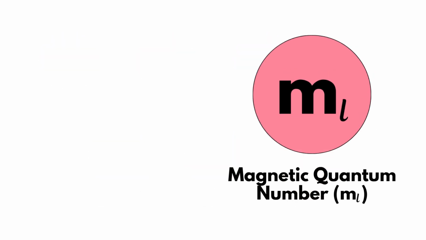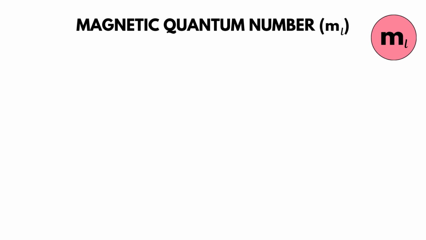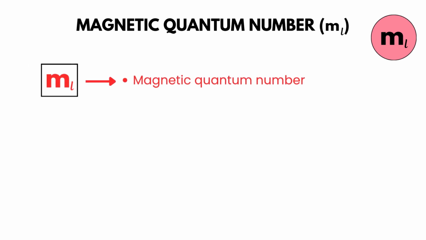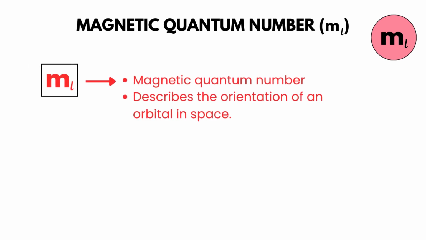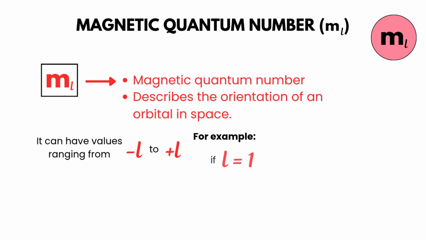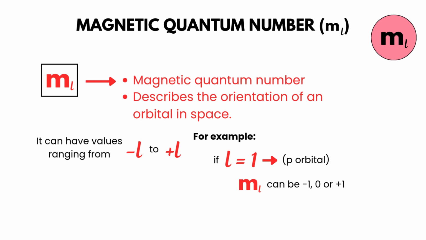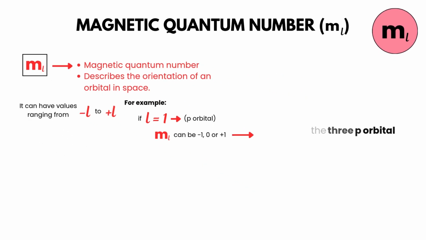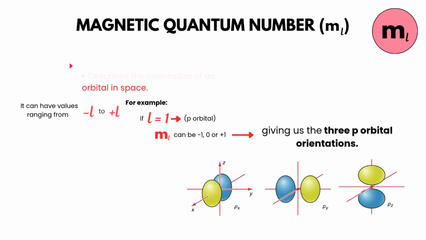Magnetic quantum number, m sub L. The third quantum number is m sub L, the magnetic quantum number, which describes the orientation of an orbital in space. It can have values ranging from negative L to positive L. For example, if L equals 1 for p orbitals, then m sub L can be negative 1, 0, or positive 1, giving the 3 possible orientations of p orbitals.